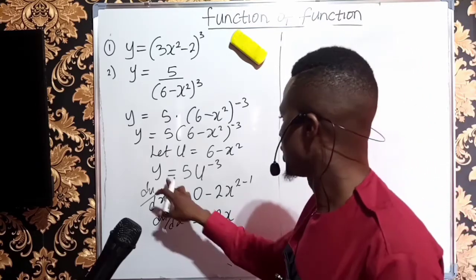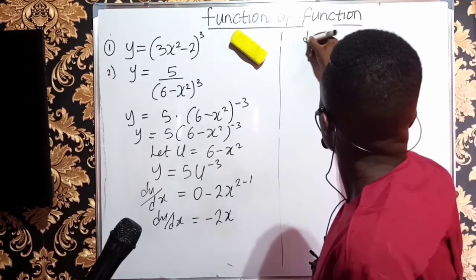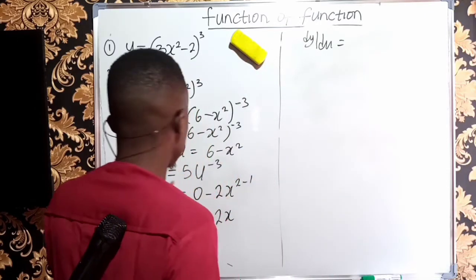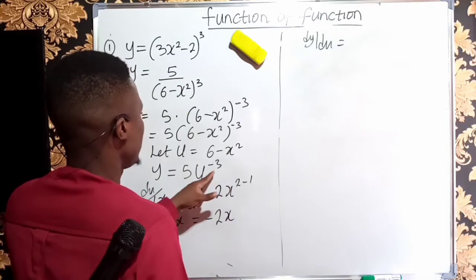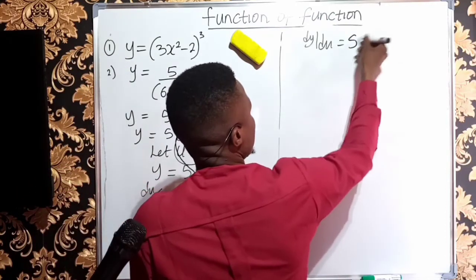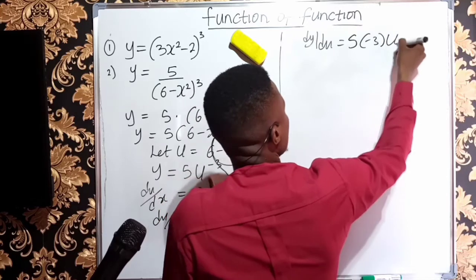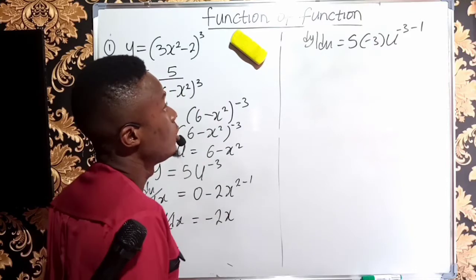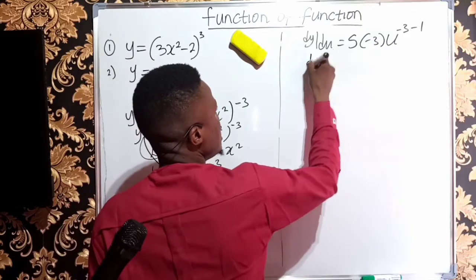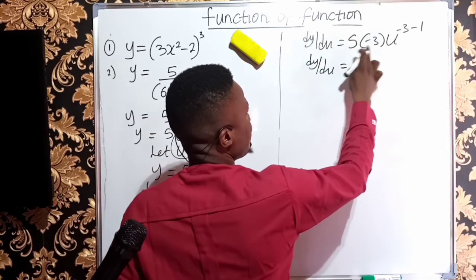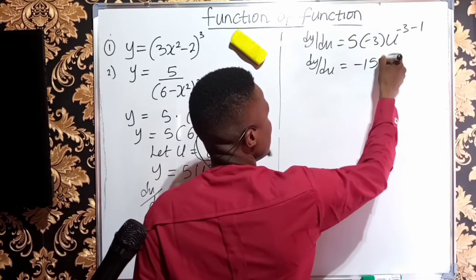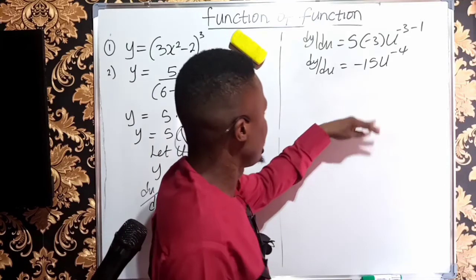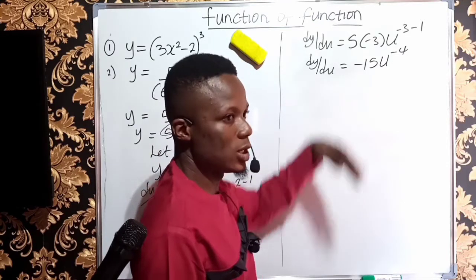So let's find dy/du. dy/du will give us the rate of change of y with respect to u. It will give us minus 3 comes to the back, we shall have 5 multiplying minus 3u to the power of minus 3 minus 1. At each point in time, you have to remove 1 from your power. So dy/du will finally give us 5 times minus 3, which is minus 15, u to the power of minus 3 minus 1, which gives us minus 4. So this is the value of your dy/du.